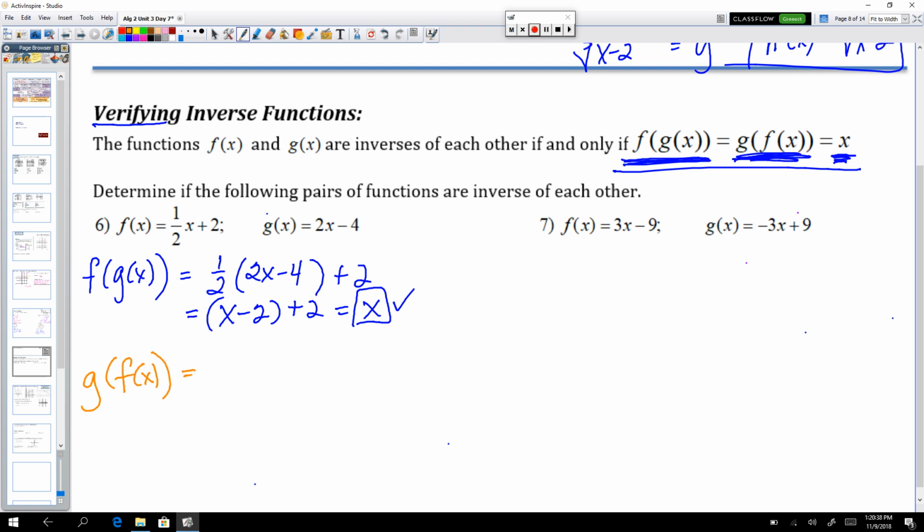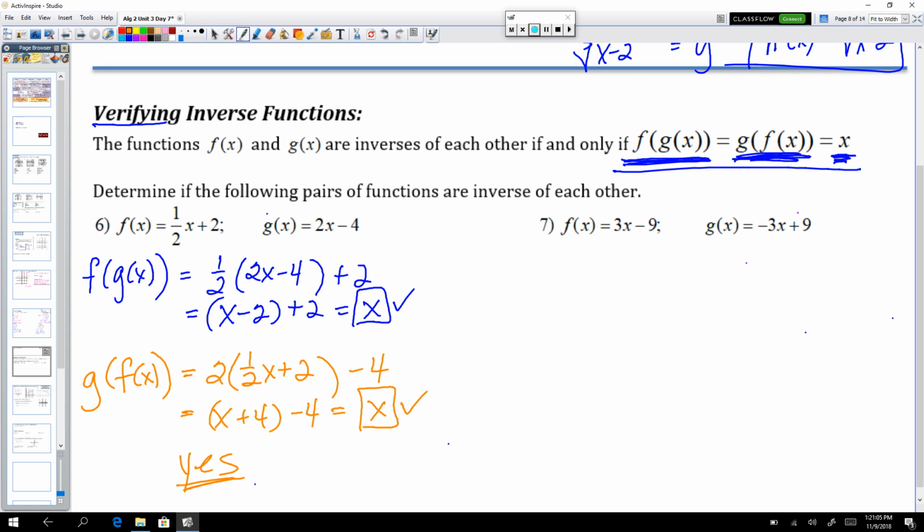For the g function, I put my input in those parentheses, and in this case my input is the f function. I'll distribute the 2, and when I combine those terms, I once again have x. So yes, they are inverses of each other. f and g are inverses of each other.